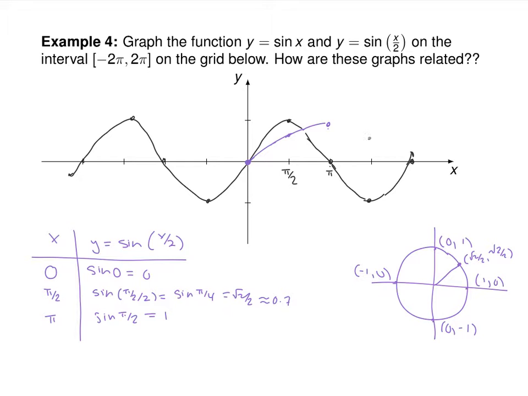This one's going to go back down. What's the next nice number when you plug in 2 pi? You get sine of 2 pi over 2, which is sine of pi. That means you're at this angle. And what is the sine at that angle? 0.